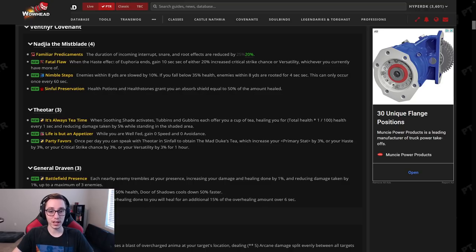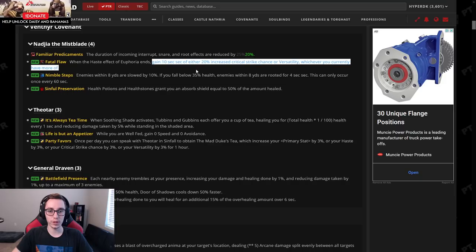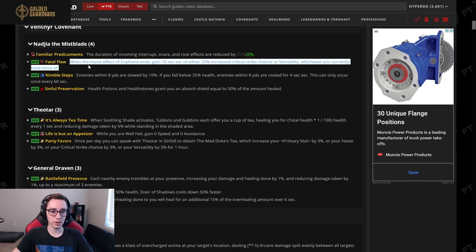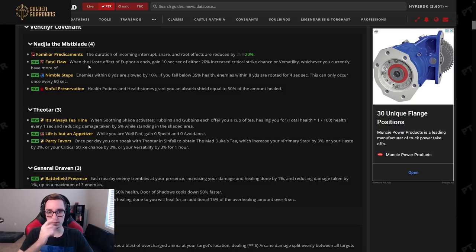Whereas Nadja, her last row, whenever your haste effect from Euphoria runs out, you gain 10 seconds of 20% crit or 20% versatility. And this is usually going to be crit for Unholy and for Frost. So even though Nadja is arguably weaker just because it takes that haste buff from Euphoria, which ramps up over time, and it's not like you can proc it on pull, this effect might make Nadja stronger.